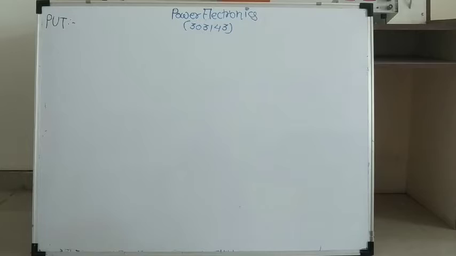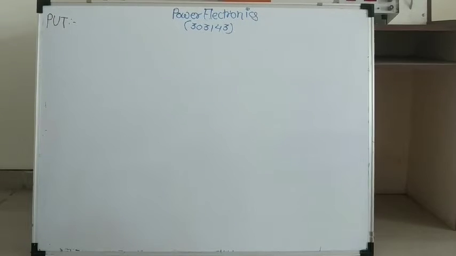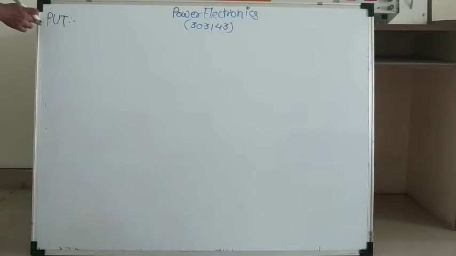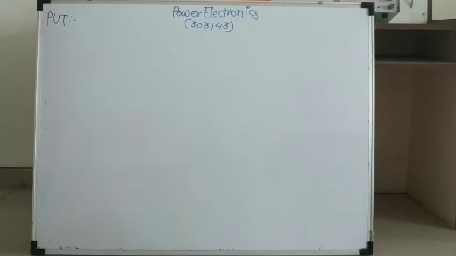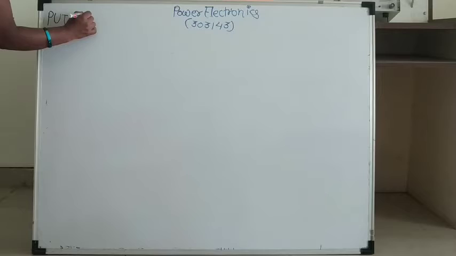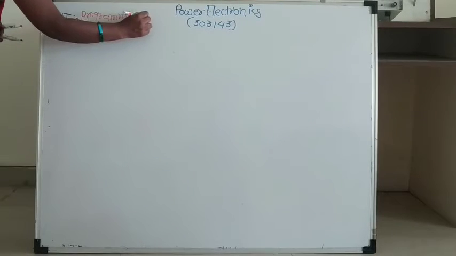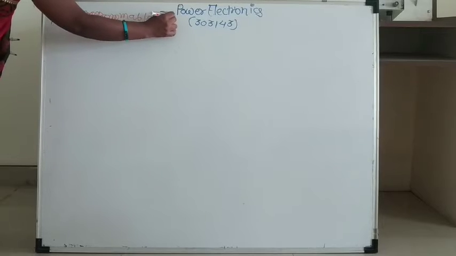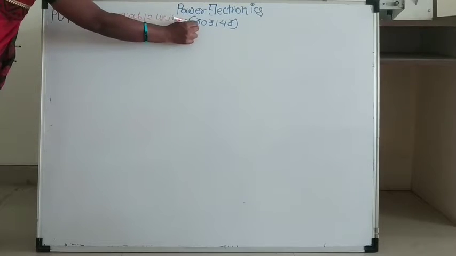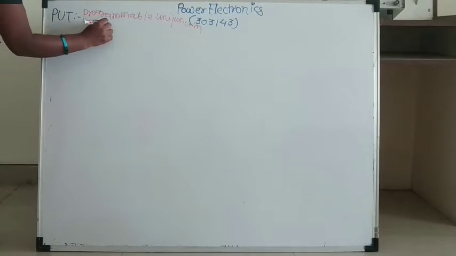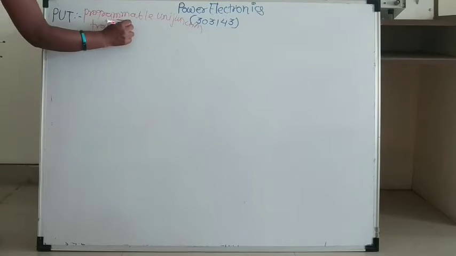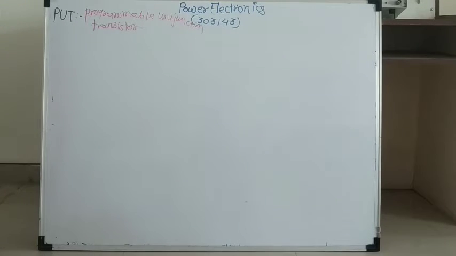In the previous lecture, we saw the UJT, that is the SCR triggering device, the unijunction transistor. Now, in this lecture, we have to learn the PUT, that is the programmable unijunction transistor. First of all, see its construction diagram.